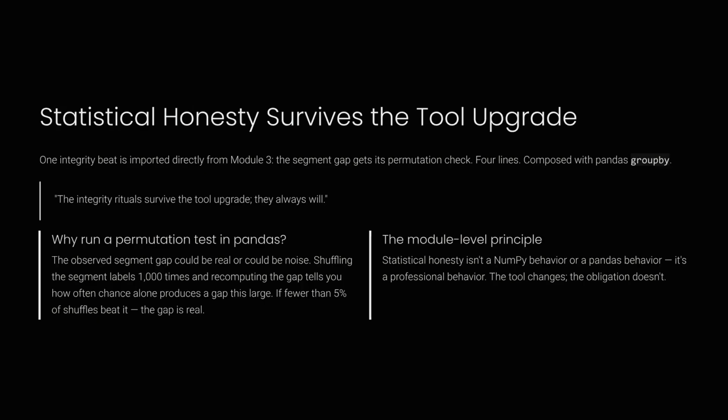Statistical honesty persists through every tool upgrade. Here, we run a permutation test in Pandas by shuffling segment labels. If fewer than 5% of our shuffles match the observed gap, we know the difference is statistically significant.